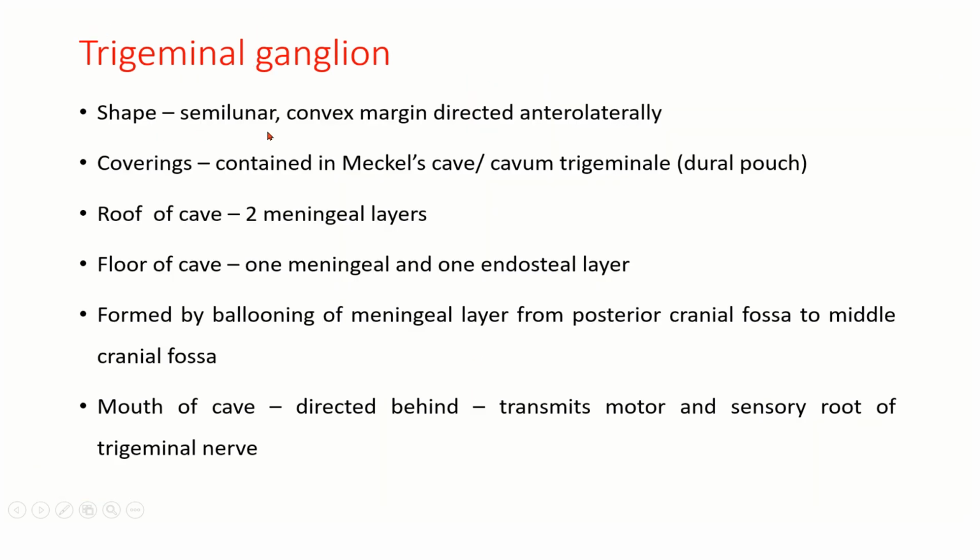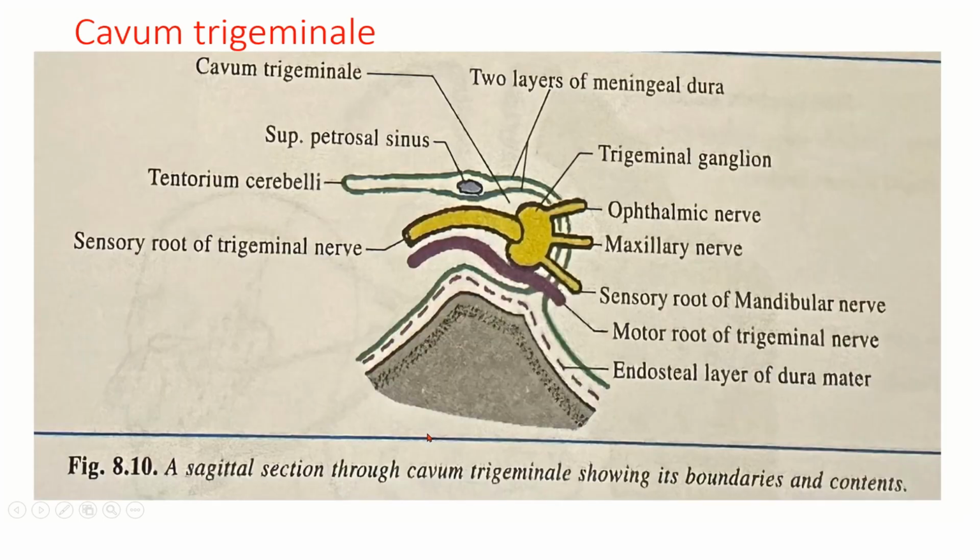So shape is semilunar. So convex margin is directed anterolaterally. Coverings: it is contained in the Meckel's cave or cavum trigeminale, which is a dural pouch. So roof of the cave is formed by two meningeal layers, whereas floor of the cave is formed by one meningeal layer and one endosteal layer. So why this difference? Because it is formed by billowing of meningeal layer from posterior cranial fossa to the middle cranial fossa. So mouth of the cave is directed behind, transmits motor and sensory root of the trigeminal nerve.